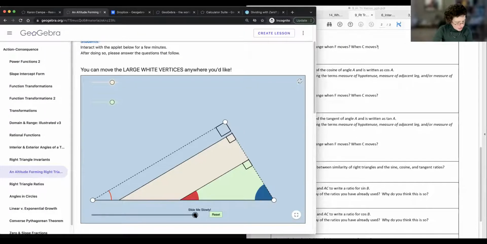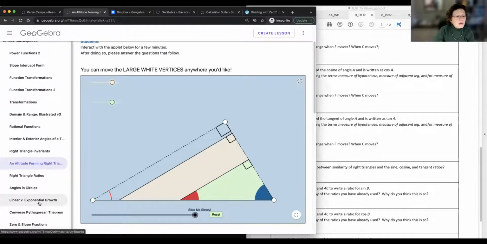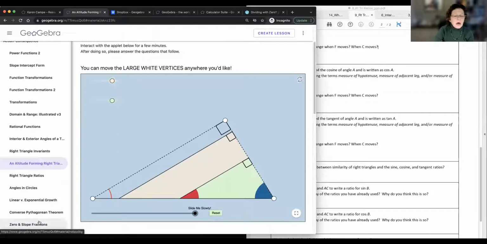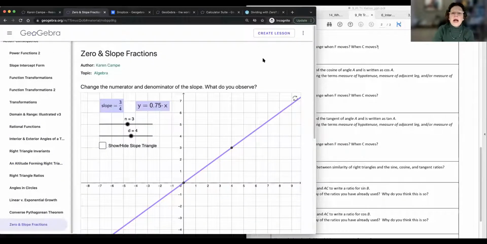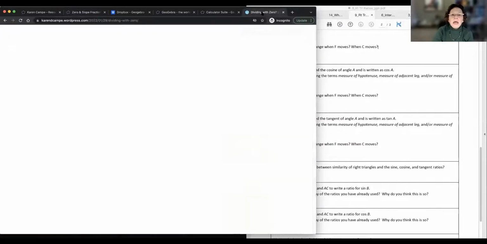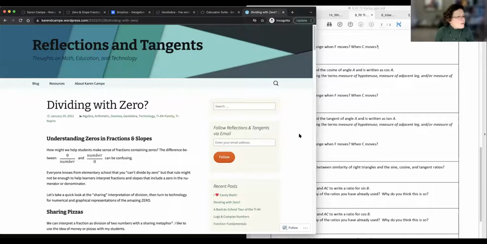Okay, another visualizer that I actually just created a couple weeks ago is zero and slope fractions. One of the places that I'm going to tell you you can find me is on my blog, and late January, I made this post, dividing with zero, understanding zeros in fractions and slopes. And the issue that I was having was that students were mixing up what's going on with zero divided by a number and what's going on with a number divided by zero.